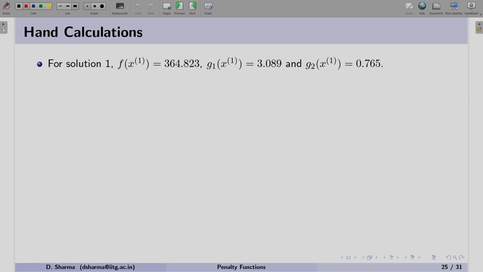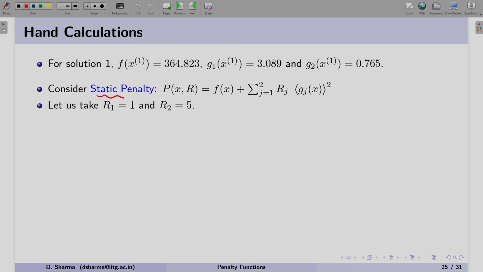Coming to another kind of penalty function method. Let us take the same solution here, with the function value which we found in the previous slide. We are writing the G1 value and G2 value at x1 similarly. Now, let us consider the static penalty. Since we know the formula here, we can directly fit it for fx, and we have two constraints. So, we are writing this formula.